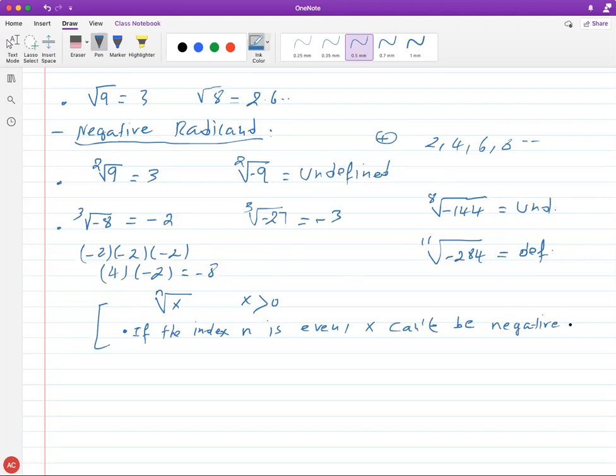Again, with this example. The other case is if index n is odd, x, what's the rest of the sentence here? X can be? Negative. That's right, can be negative. That's basically the thing here. So even, x can't be negative. Odd, x can be negative according to these two. These are a few problems.